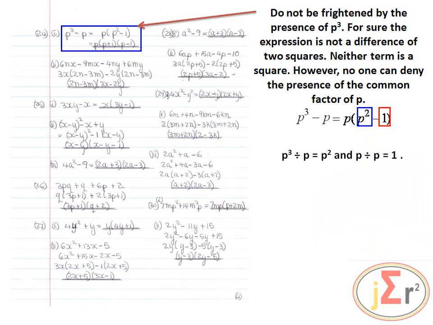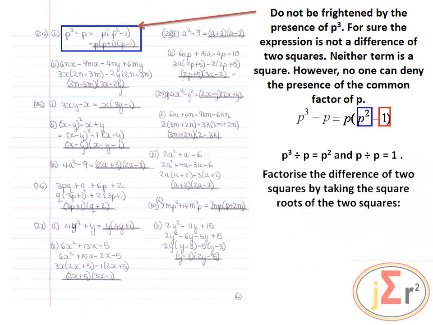The difference of two squares. How do we factorize the difference of two squares? We will factorize the difference of two squares by taking the square roots of the two squares. So let us go straight ahead and do that. The square root of p squared is p. The square root of 1 is 1.